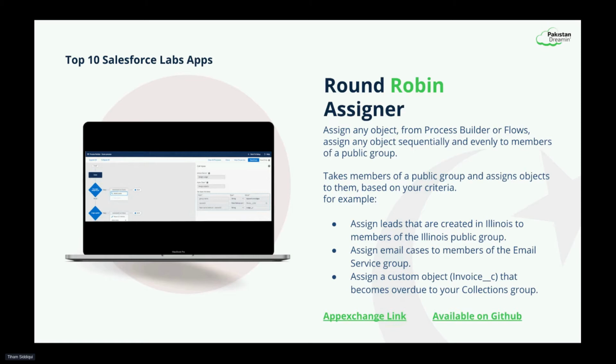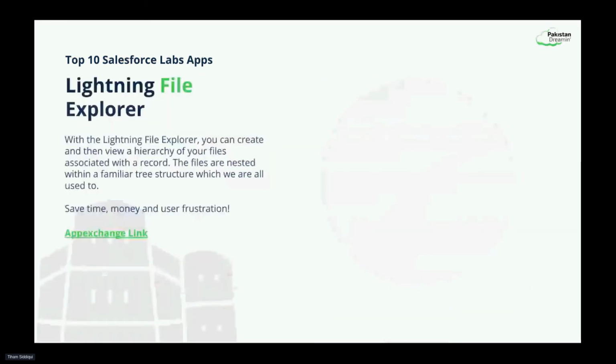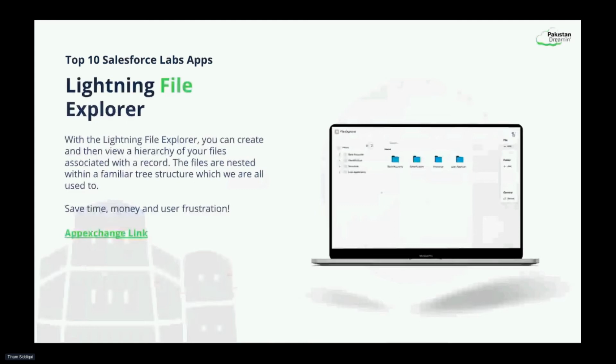So moving on, Lightning File Explorer. We have seen that we have this related list in the Salesforce files, and we can see only the files for the record, and we cannot create any folders or any hierarchy in there. So in this case, Lightning File Explorer allows you to create hierarchy and view the files in hierarchy, and it gives you the structure. It also allows you to create folders.